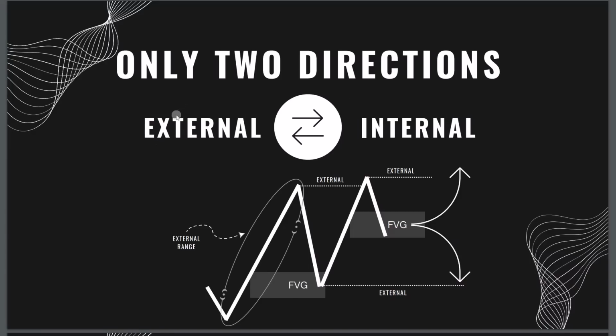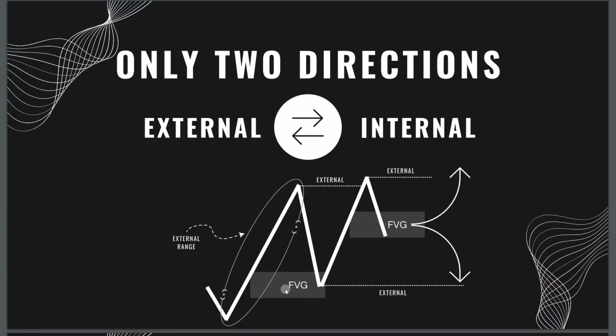What does that mean? From a high to a fair value gap, or from a fair value gap to a high or low. If we take a look at this diagram here, we have our external range right here from this low to this high. What happened after this? Let's imagine that there was a liquidity sweep just before. That's an external liquidity sweep, right? Price will go to an internal, which is a fair value gap.